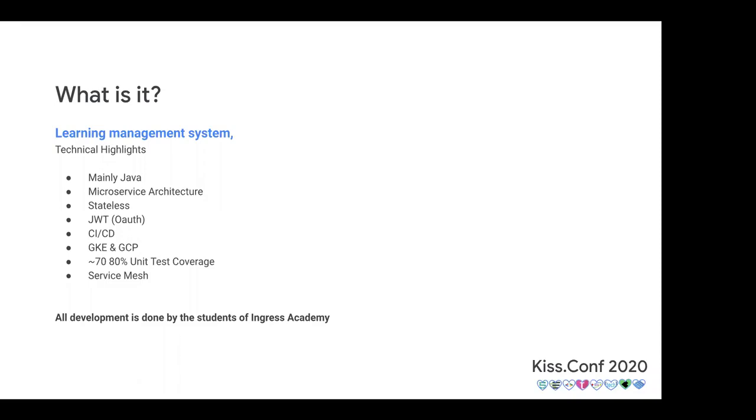We develop this application mainly in Java. We use microservice architecture. We use stateless microservices for scalability. We use JWT and OAuth, and we use CI/CD. The application is running in Google Kubernetes Engine, in Google Cloud Platform, and we have 70 to 80% unit test coverage, and we use some advanced concepts like service mesh, etc.